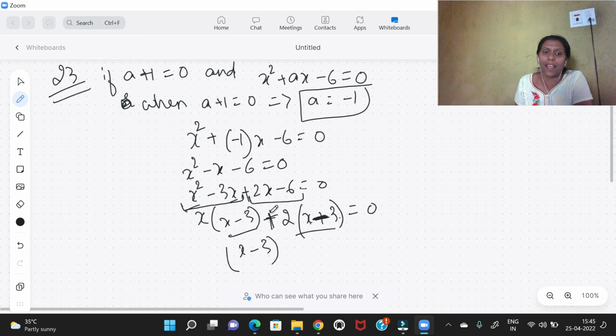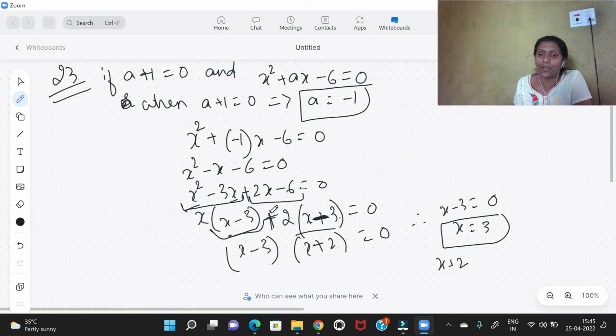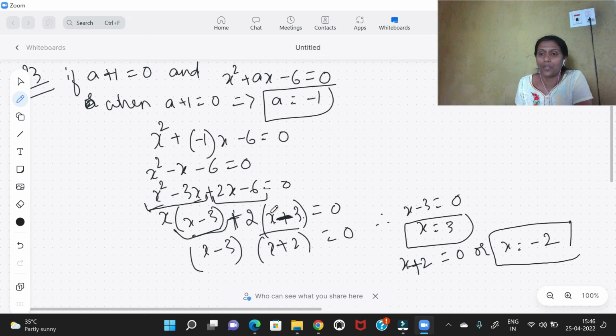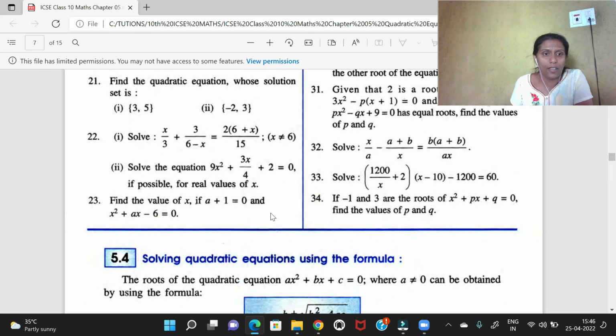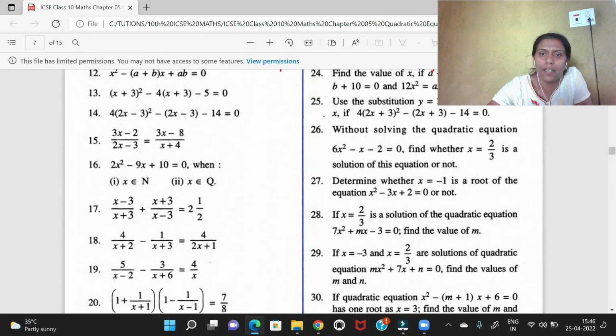Take x minus 3 out. What remained here when this is common? x plus 2 is equal to 0. Therefore, x minus 3 is equal to 0 or x is equal to 3, and x plus 2 is equal to 0 or x is equal to minus 2. Understood? So, okay. So this was question number 23. Okay. Next. Let's move on.